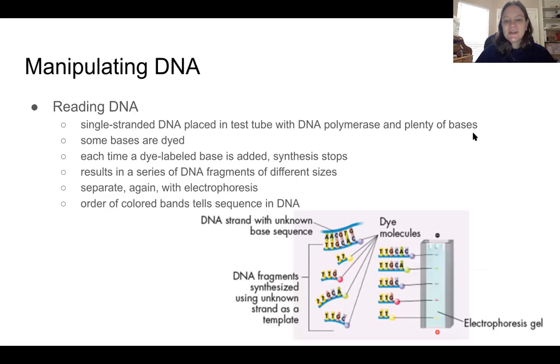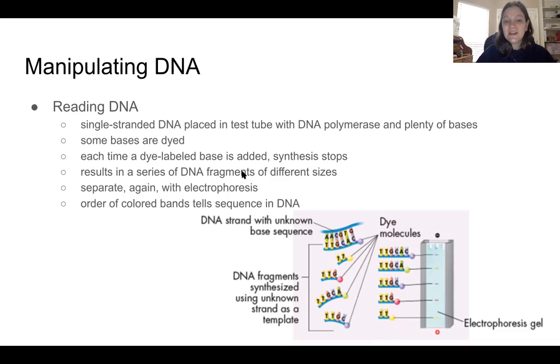And some of those bases have a dye molecule attached and they're color coded. Okay, so for instance, some of the thymine bases would have a yellow dye, and some of the guanine would have a red dye, and some of the adenine would have the green dye, or whatever. So that's the example they give here. But these dye molecules prevent another base from being added because they're too big. And so they just kind of get in the way. So anytime a dye labeled base is added, we stop DNA synthesis.